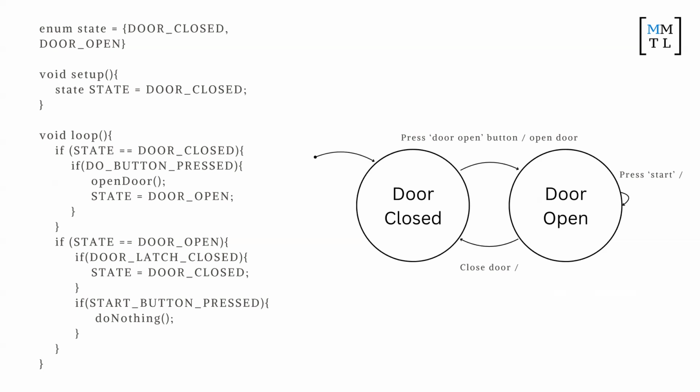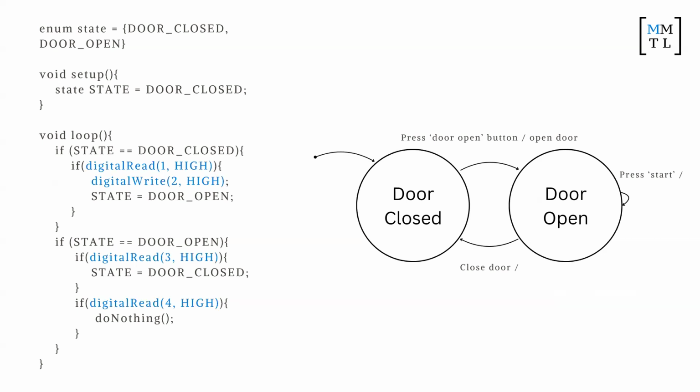Does that make sense? And then if the state is door open, and the door latch is closed, then we change our state to door closed. And if the start button is pressed, then we do nothing. Does that make sense? So this is what it looks like in real code, and these are called the events. What this looks like when you're dealing with Arduino could be digital reads and digital writes. Okay, so that's how you deal with state machines.